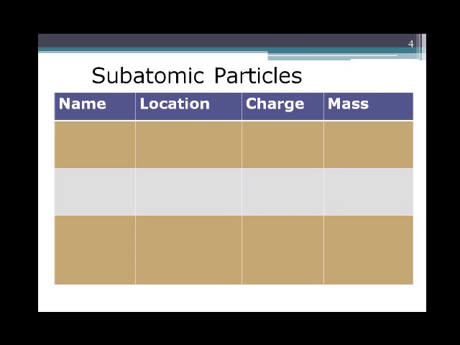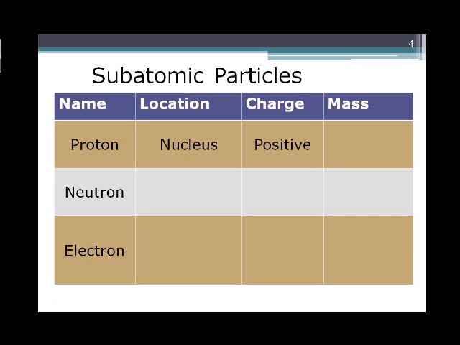The three subatomic particles are the proton, the neutron, and the electron. The proton is found in the nucleus and has a positive charge. If you notice, proton and positive both begin with the letter P. So protons are positive.